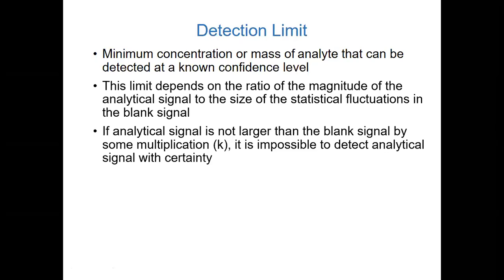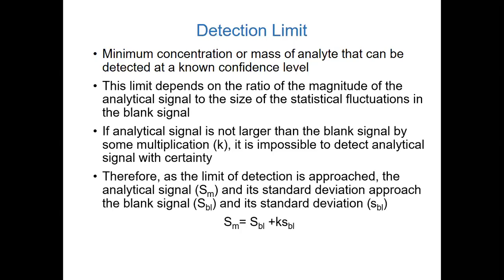So if the amount of analyte that we are using and the signal given by that analyte is not larger than the blank signal, can we identify the analytical signal? No, there's no way. We can't identify it because the analytical signal is hidden inside the blank signal. Therefore, if the analytical signal is not larger than the blank signal by some multiple, it is impossible to detect this analytical signal correctly, right? Therefore, as the limit of detection is approached, the analytical signal and its standard deviation approach the blank signal and its standard deviation, right?